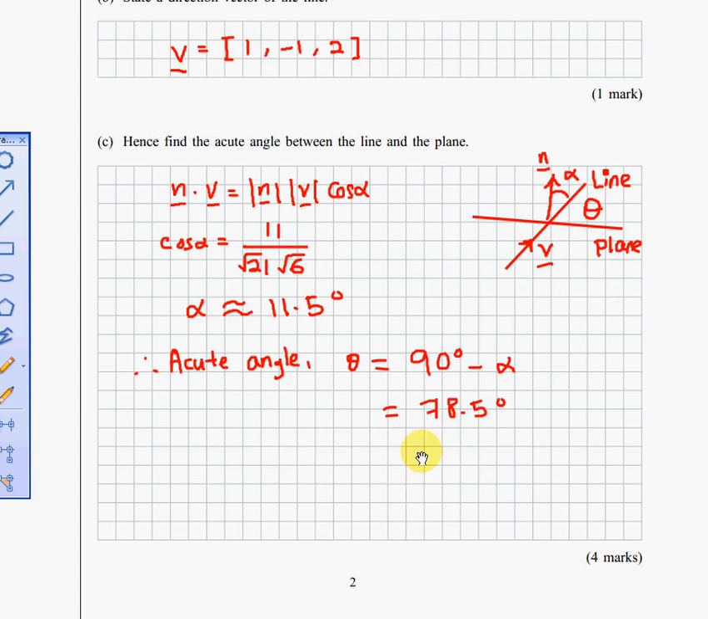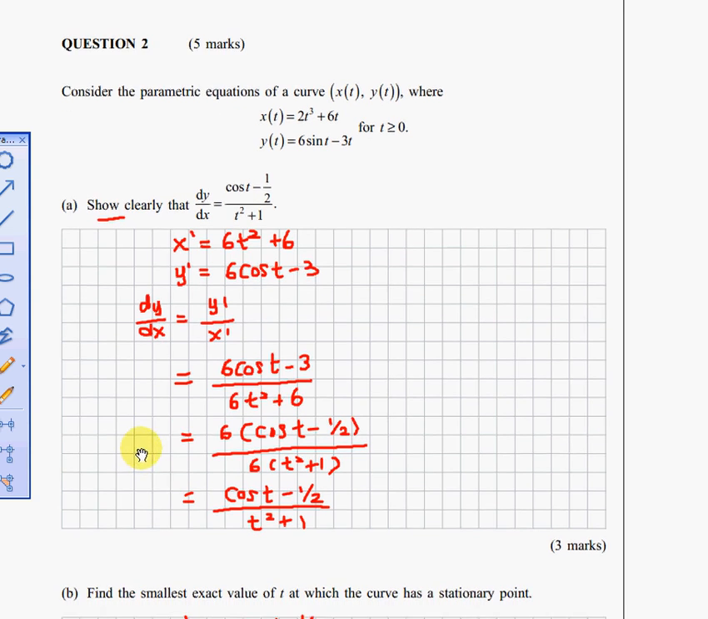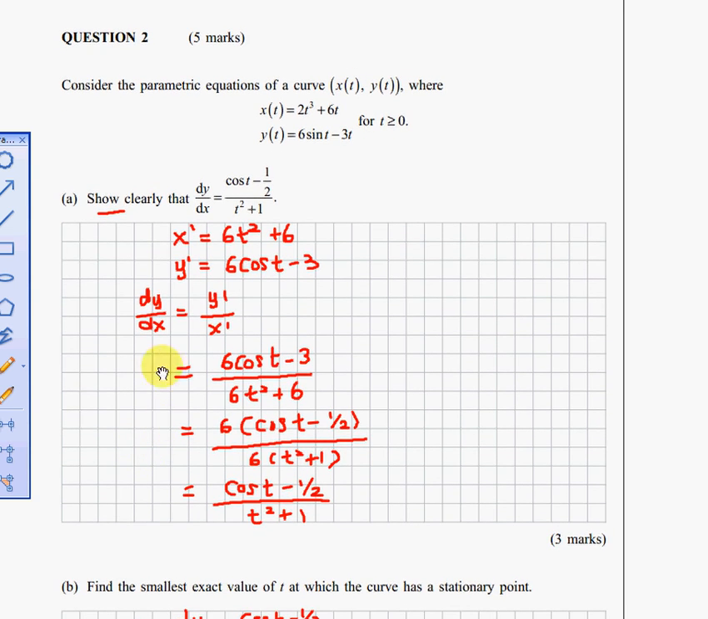Of course, there's another formula which requires a sine function, and you can get your theta directly, and you can look it up yourself. Move on to the second question right here.